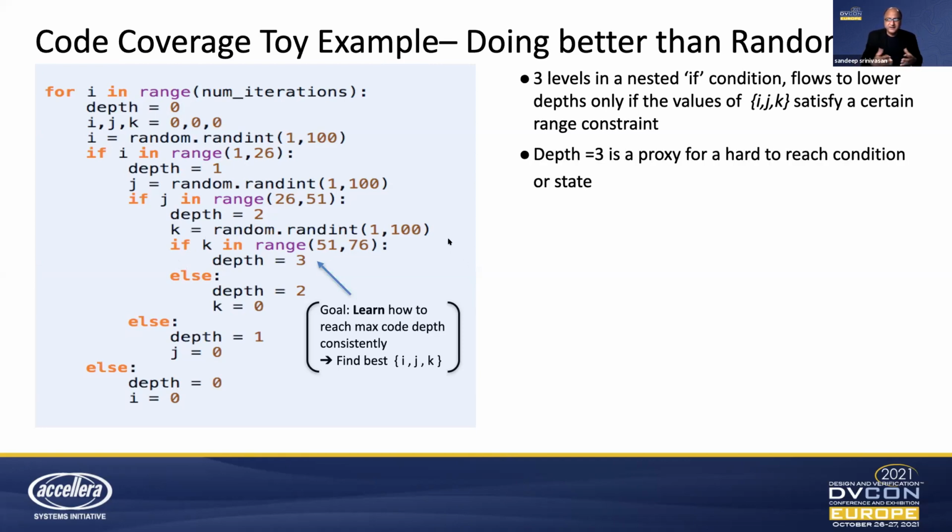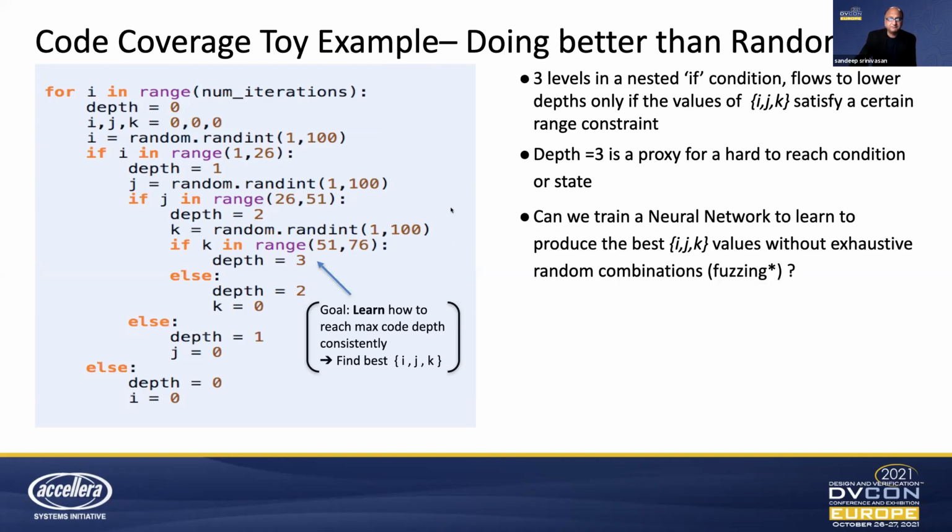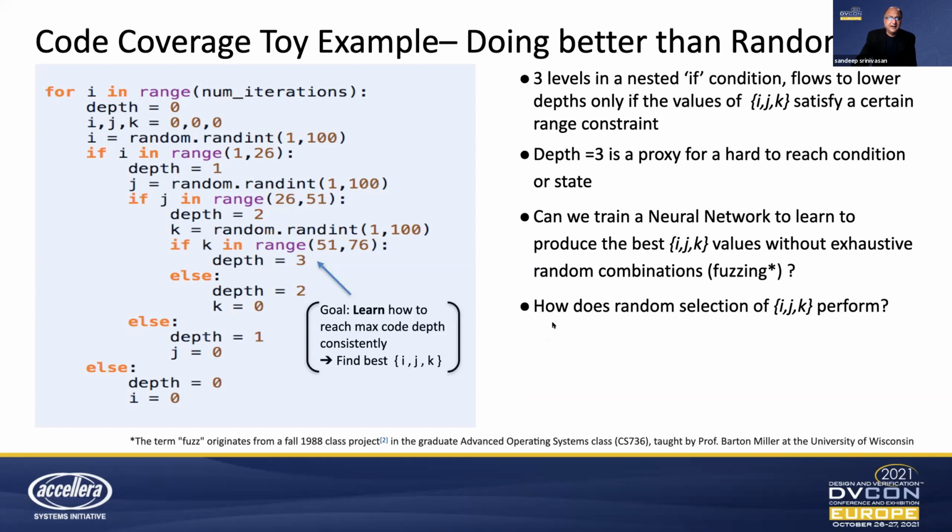Now, depth equal to 3 is just a proxy for a very hard to reach condition or state, right? So this could be in hardware, could be in software, could be in a state machine. So the question we asked ourselves is, can we train a neural network to learn to produce the best i, j, k values without exhaustive random combinations? And the other question was, how does random selection of i, j, k perform as compared to a neural network that we will build?